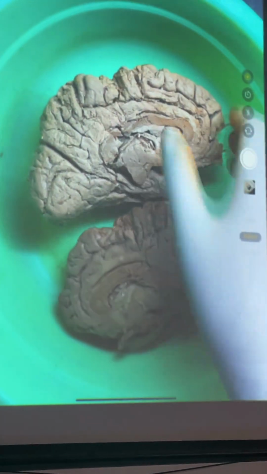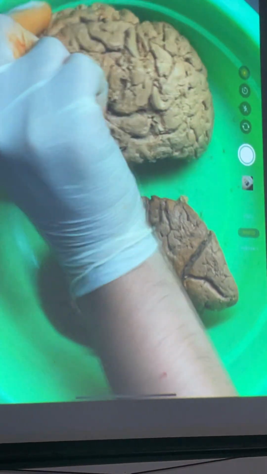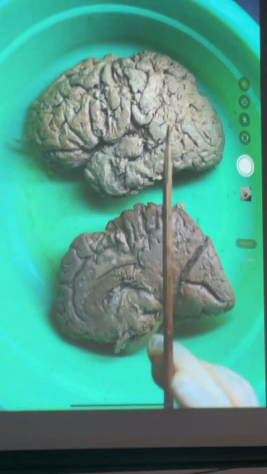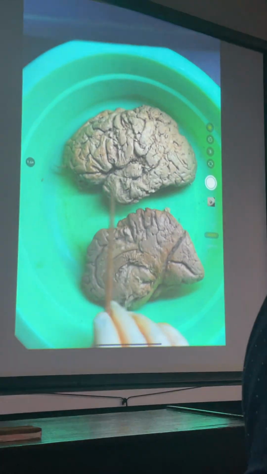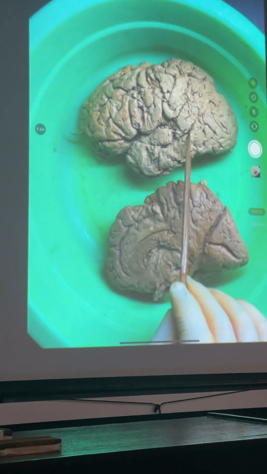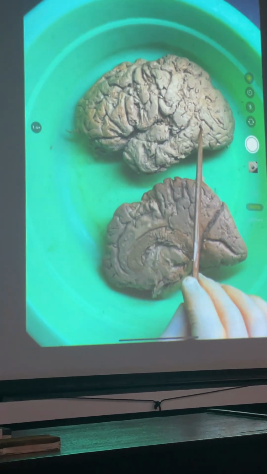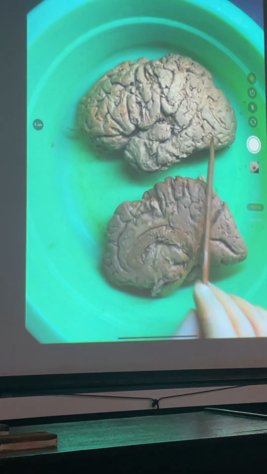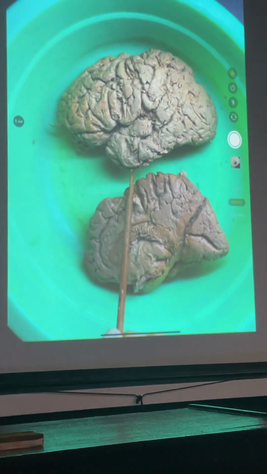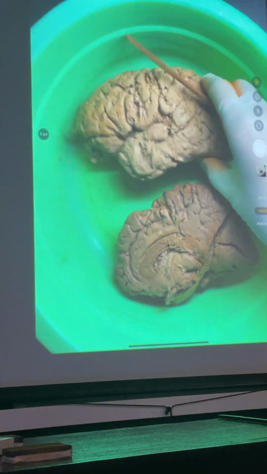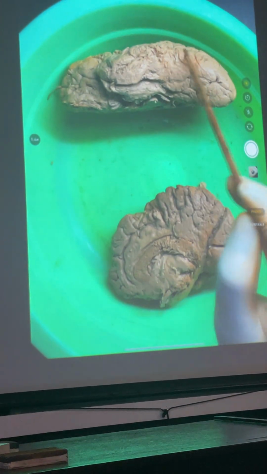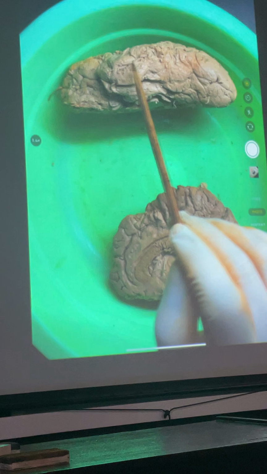So let's proceed to the basal view. Coming from this side, once again, this one is called the Sylvian fissure. This one is the superior temporal gyrus. This is the superior temporal sulcus. This is the middle temporal gyrus. This one here is the inferior temporal sulcus. If we flip this inside, this is the inferior temporal gyrus.